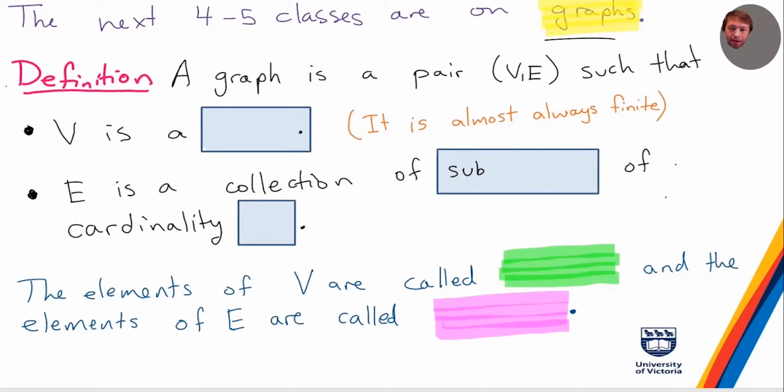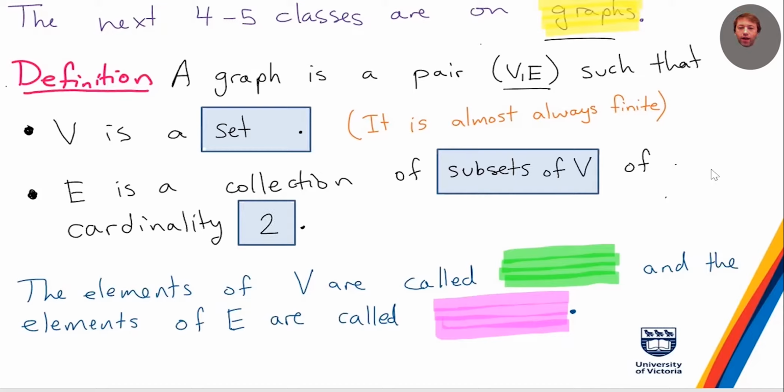A graph is a pair (V, E). So it's a pair of sets, where V is a set, okay? And for the purposes of this course, this set V is almost always going to be a finite set. And E is a collection of subsets of V of cardinality 2, okay?